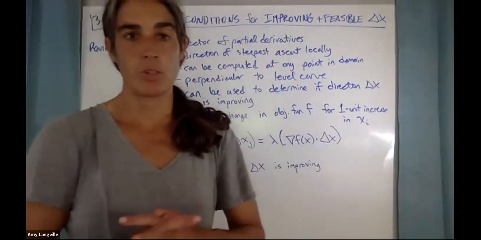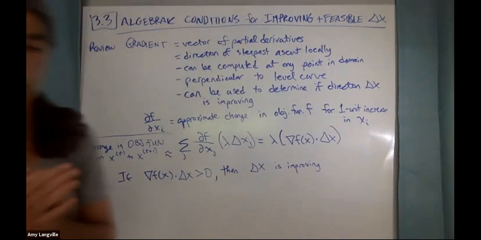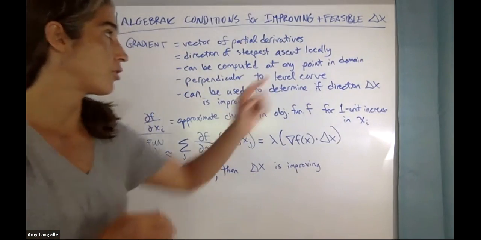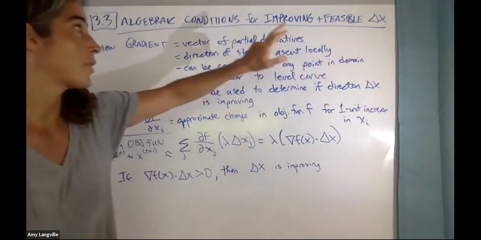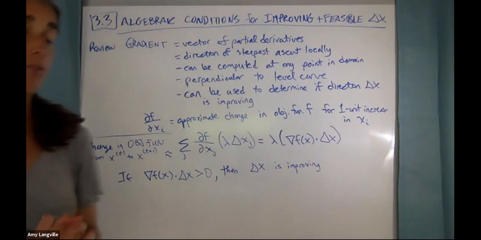Okay, hello class. We are doing section 3.3. We're finally going to have a way to figure out how to tell if a direction vector delta x is improving and feasible. But before we do that, we need to review some stuff from Calc 3.